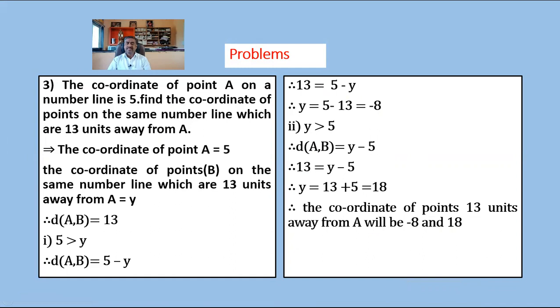On the number line, from the origin, the RHS side has positive integers and the LHS side has negative integers. Therefore, the coordinate of point A on the number line is 5 and the coordinates of the other points are minus 8 and 18, having a distance between them of 13 units. Therefore, the coordinates of the points 13 units away from A will be minus 8 and 18.